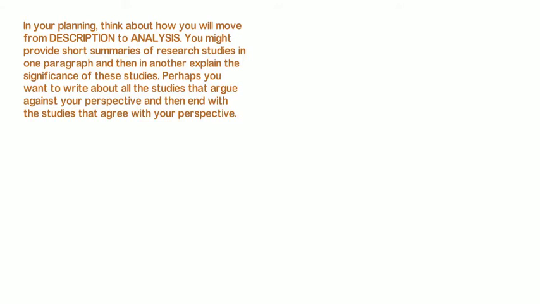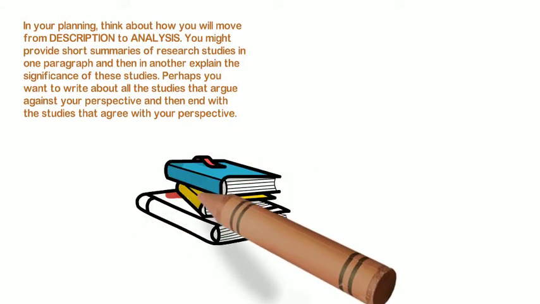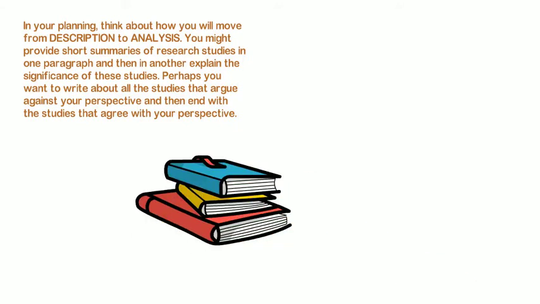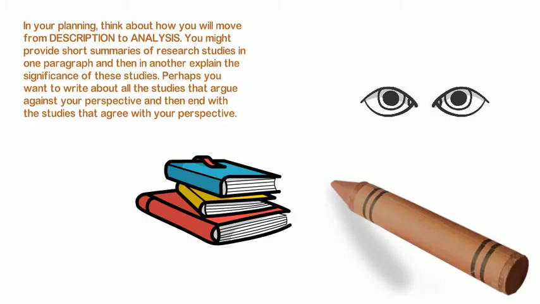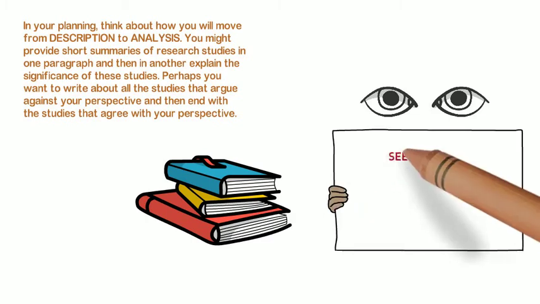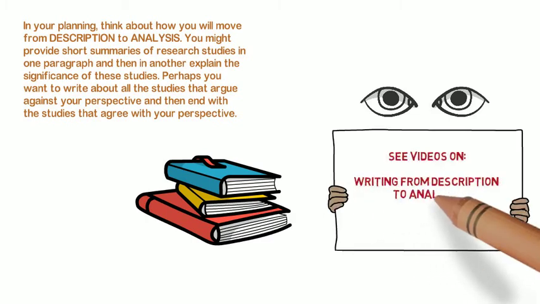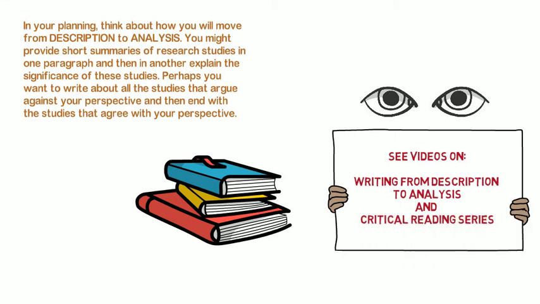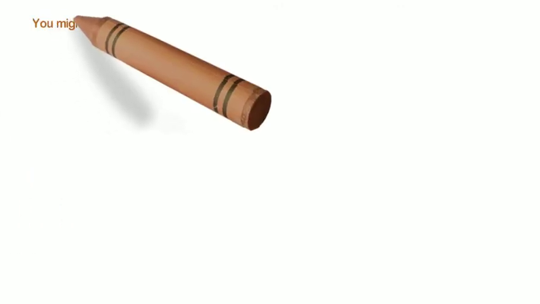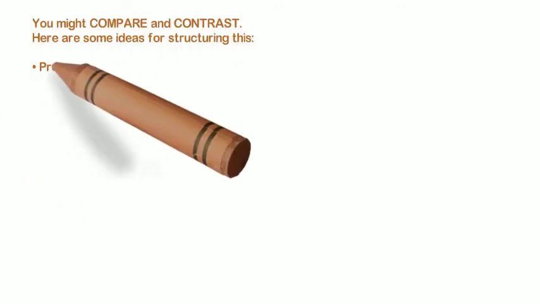So you might provide short summaries of the research studies, of your readings in one paragraph, and then explain the significance of these studies in another. Perhaps you want to write about the studies that argue against your perspective, and then the studies that agree with your perspective, so that the reader ends with your perspective. We have videos on writing from description to analysis and a whole series on critical reading and using sources, so please watch those.